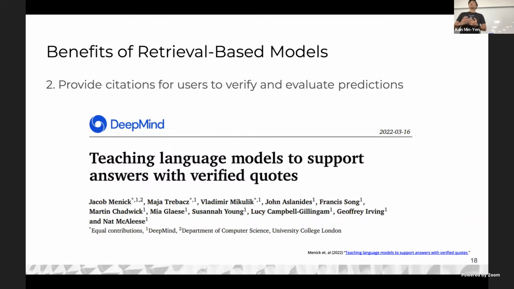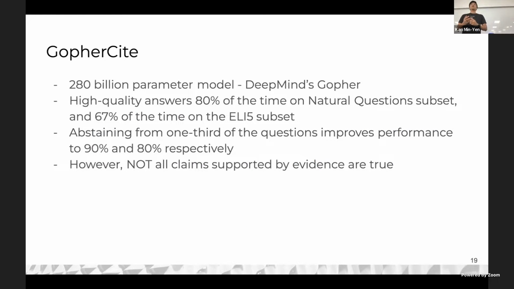The second benefit of retrieval-based models is to actually provide citations for users to verify and evaluate predictions. So the onus is not on the user to go and verify the information himself, but this paper proposes something called GopherCite, where it will give specific quotes to back up the claims generated by the model. GopherCite is based on the 280B parameter model by DeepMind, Gopher. And it has fantastic results, 80% on NQ and 67% on ELI5. But I want to point out an interesting note, that you can abstain from answering questions. And abstaining from a third of the questions actually improves accuracy to 90% and 80% respectively.